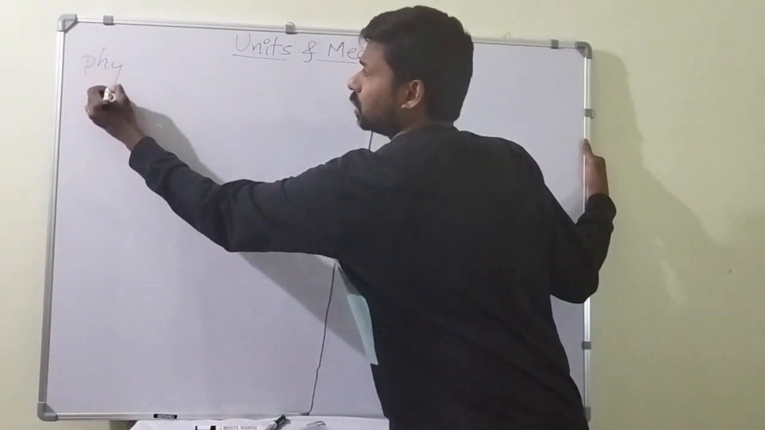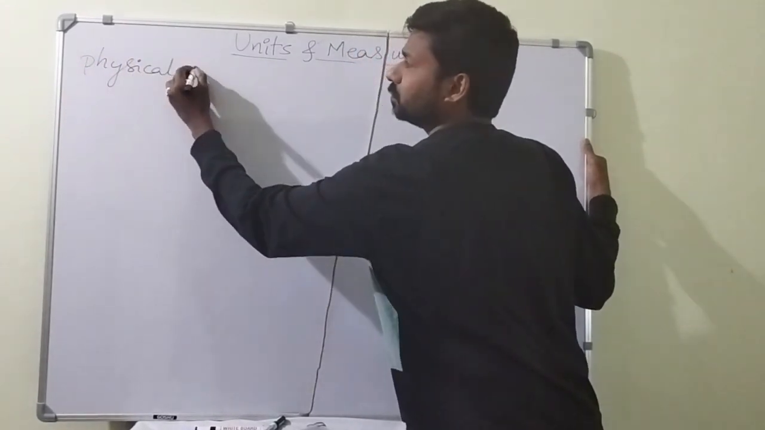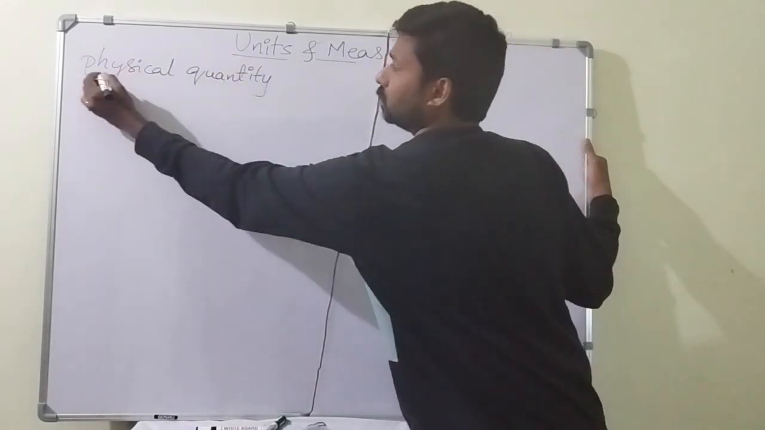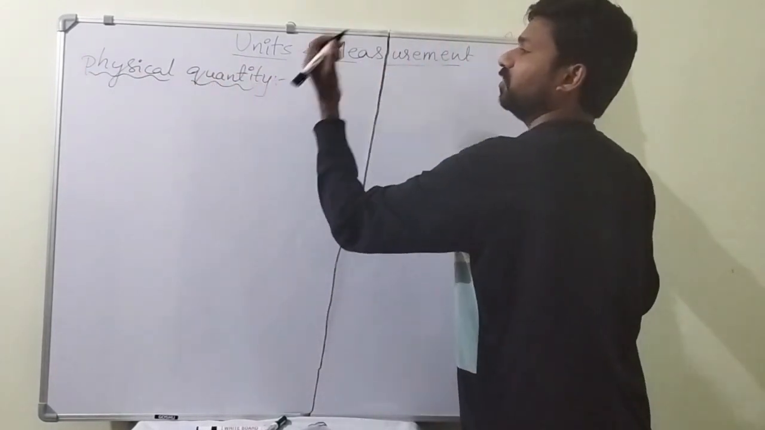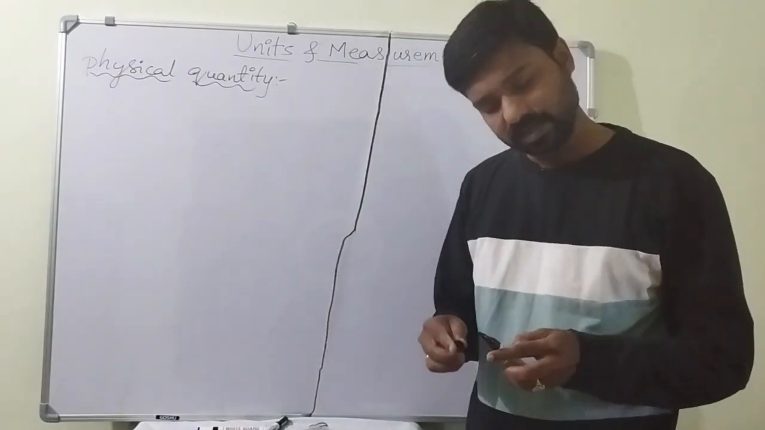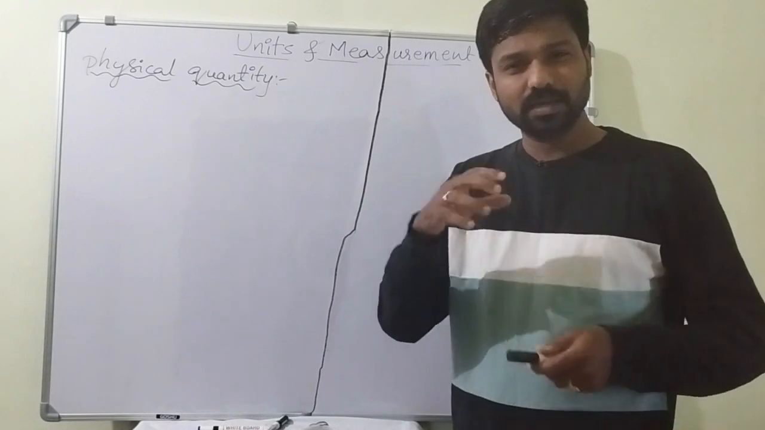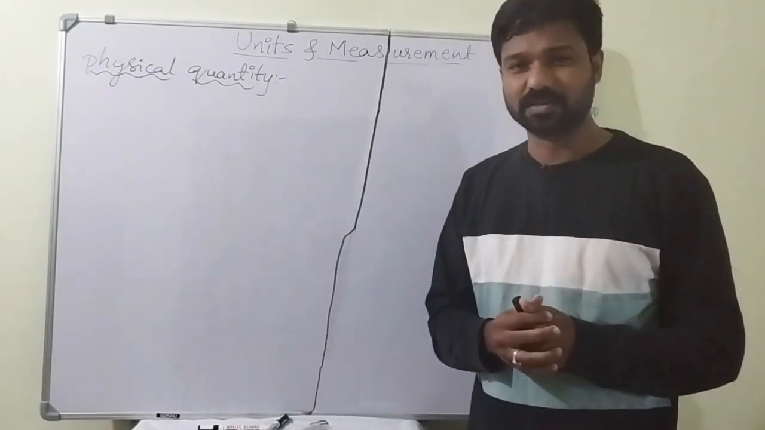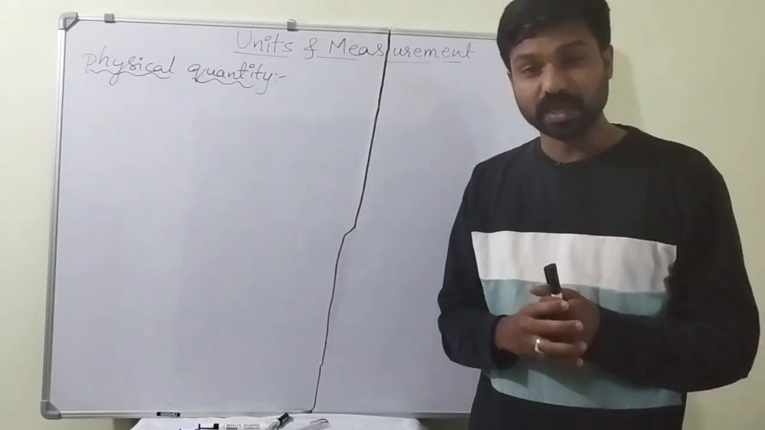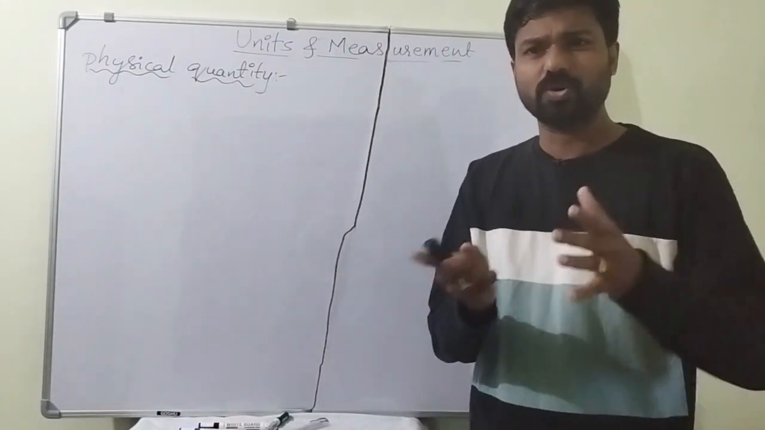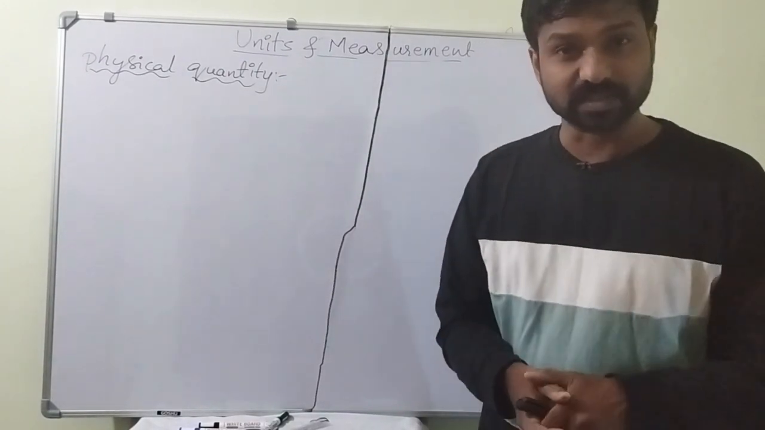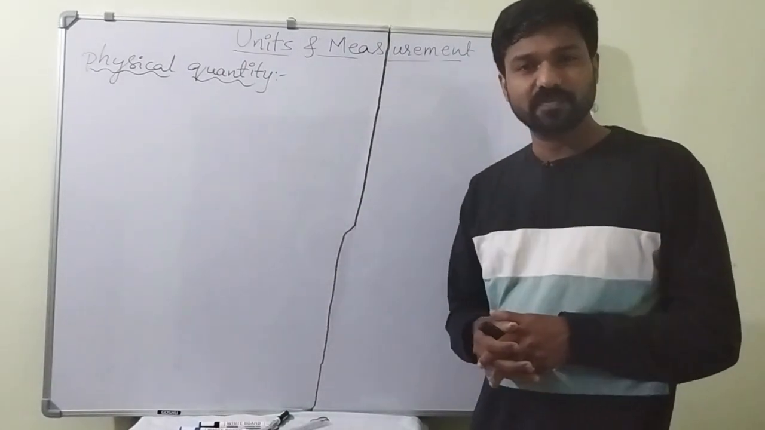So first of all, let us come to the basic point. What is meant by a physical quantity? Anyone? Few people might already have that answer in their minds. Any quantity which is measurable, and which obeys the laws of nature or can explain the laws of physics, we can call a physical quantity.